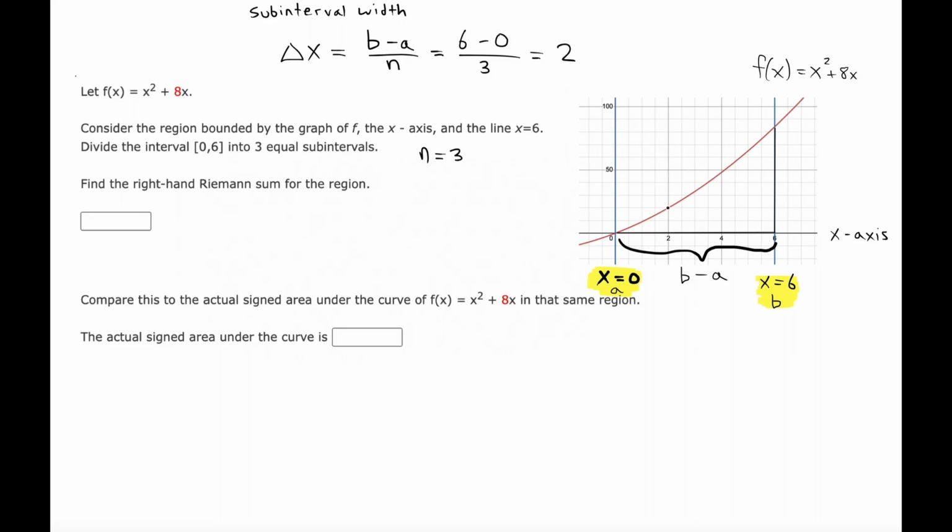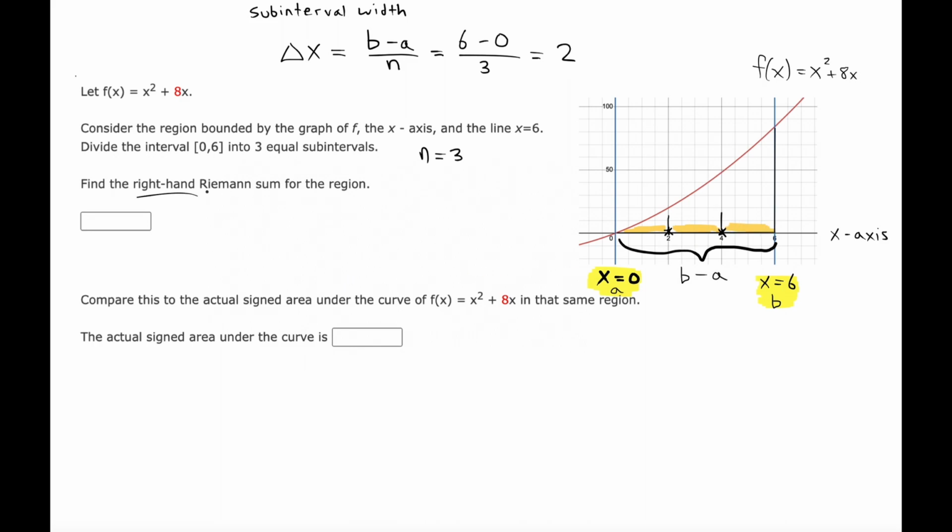So I'm going to divide my interval into 3 equal parts. And I'm just going to put these stars there to show the boundaries of the subintervals. So there's going to be a subinterval from 0 to 2, and there's going to be one from 2 to 4, and another one from 4 to 6.